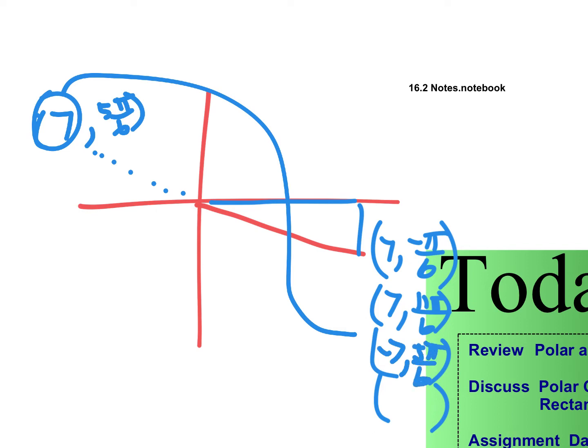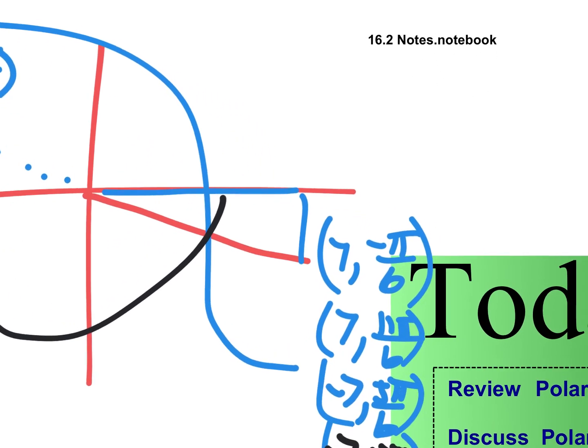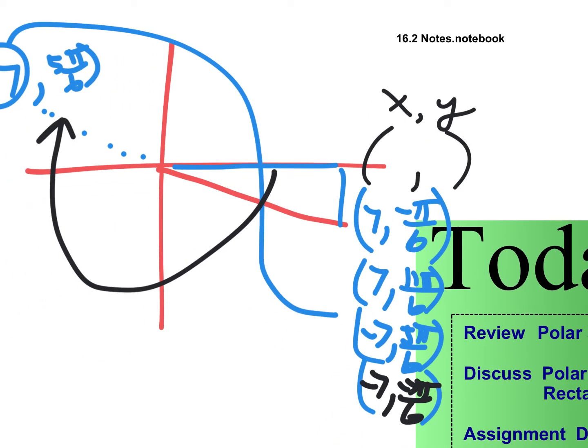And then one more for that, Michael. Negative 7 pi over 6. All right, so this would be negative 7 pi over 6, so I can't argue. There we go. Now, I'd like you to take a moment and figure out the rectangular for that point. Rectangular is an x comma a y. That point right there.